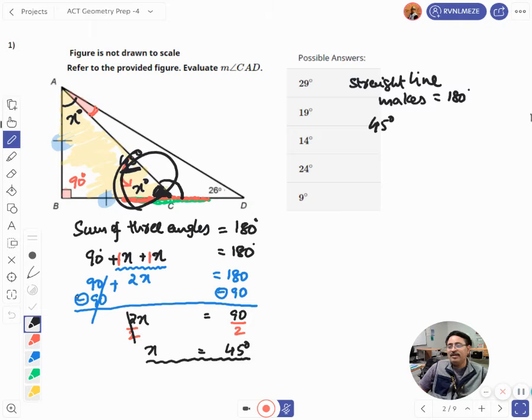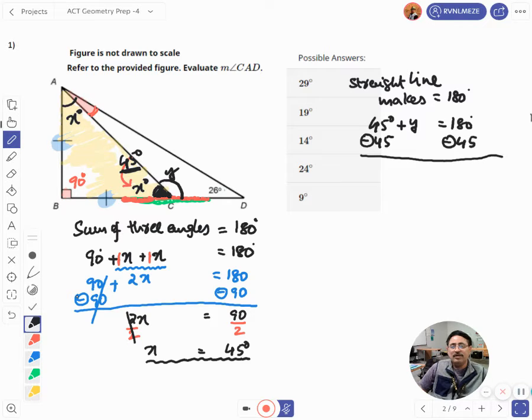You can see that this is 45 degrees, and the adjacent angle we don't know. Let me assume this one as y. So 45 plus y equals 180 degrees. Then what is the value of y? Take away 45, then you get y equals 135 degrees.